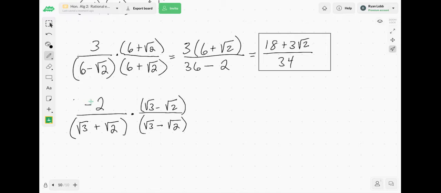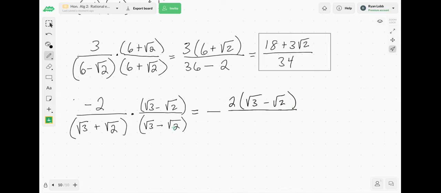Now this negative, we could keep it up here. We could also, if we wanted, pop it right out front. Sometimes it's a little easier to do it that way. That way you have a negative out front. There it is. And then we just worry about distributing the 2. So we have 2. Now, I'm going to leave this right now up here.